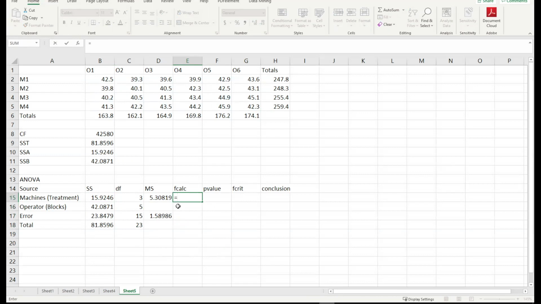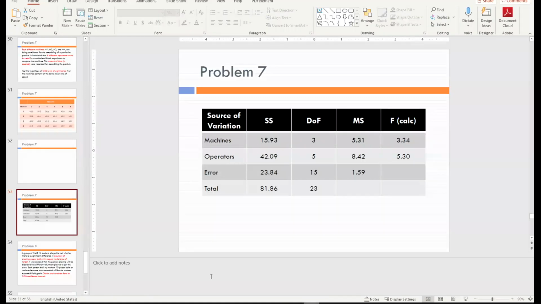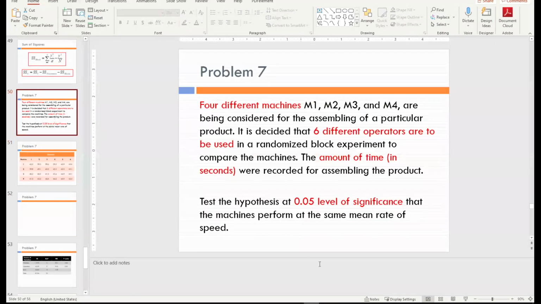Okay, so to compute F, the MS of the machines divided by MSE, or the MS error, gives us 3.3. If you want to compute the P value, that's F.DIST.RT of this, degrees of freedom 1 is 3, degrees of freedom 2 is 15. Okay. Gives us 0.0479. So that's very close, no? So we would expect that F-crit will also be close to F-calc, because this is close to 0.05.